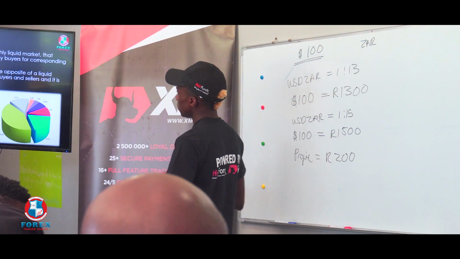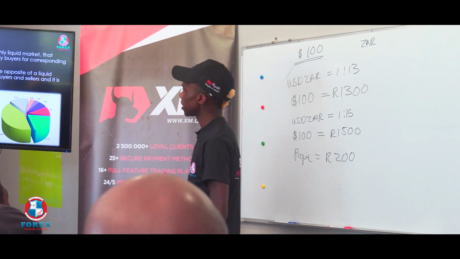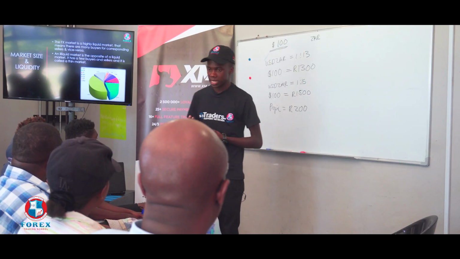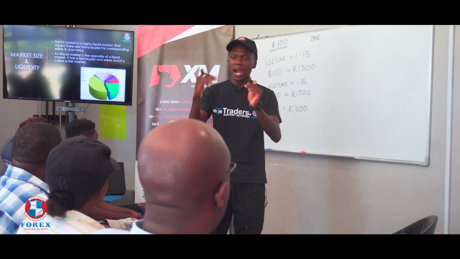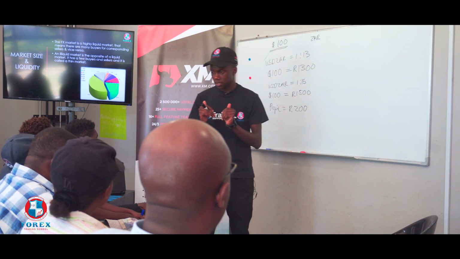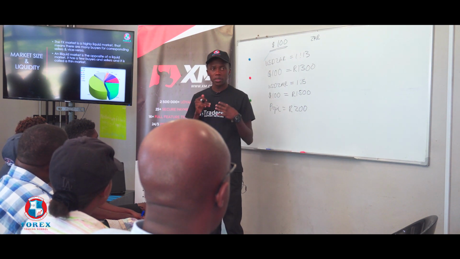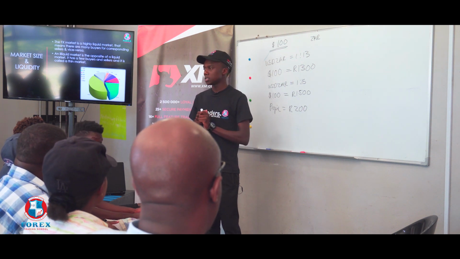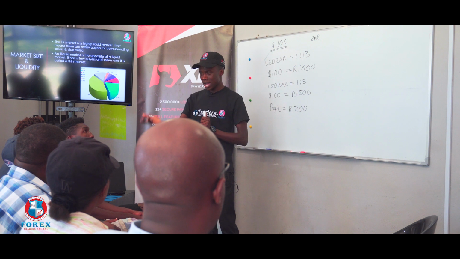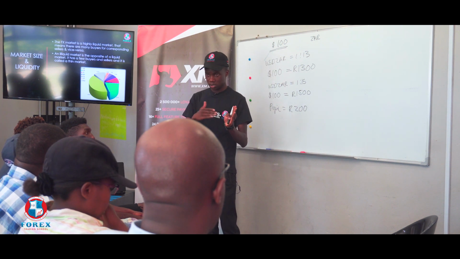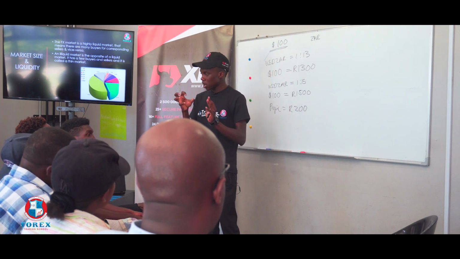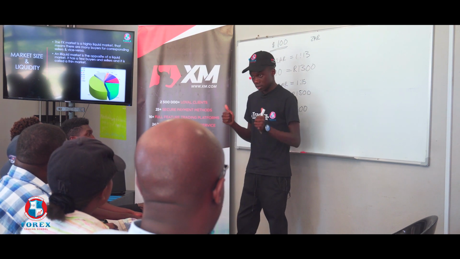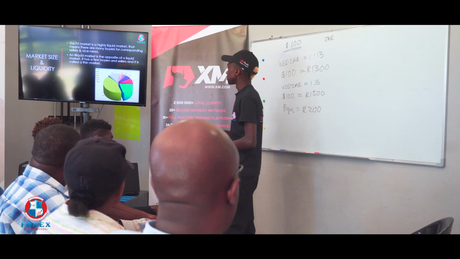So, market size and liquidity. The FX market is a highly liquid market. That means that there are many buyers for corresponding sellers, right? So if you are a buyer in the market, there is always a seller on the other end. That's how liquid the market is. You never have an instance where you're a buyer and there's no seller on the other end. If you're a seller, there's always a buyer. Make sense? Okay. Next.